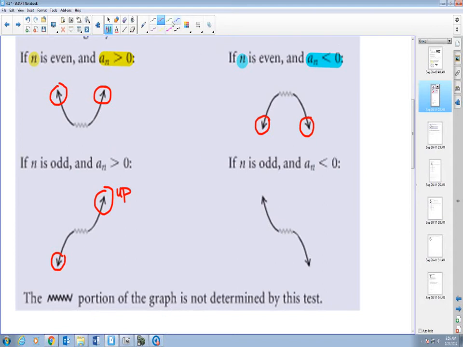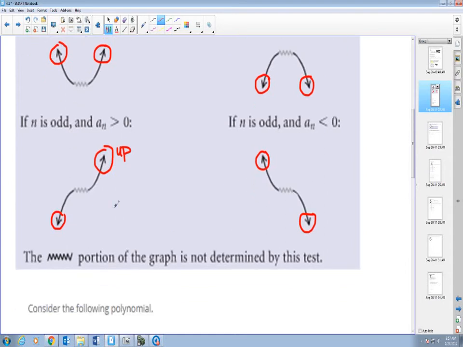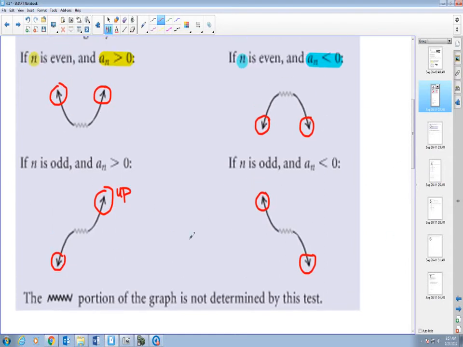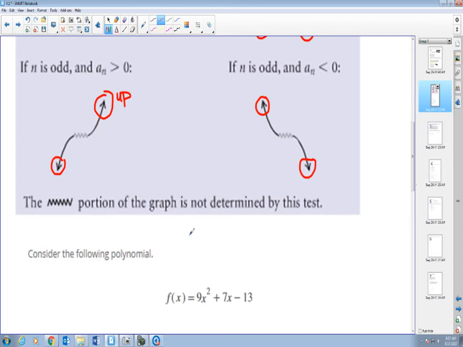Alright. If I have a cubic function or x to the 5th power, but this time my leading coefficient is negative, then on the left side, as x goes to negative infinity, the y value goes up, up, up. As x goes to positive infinity, or to the right, my y value goes down, down, down. It gets more negative. Alright, so those are the different types of ending behavior we are going to see.